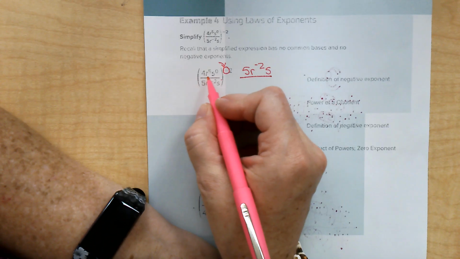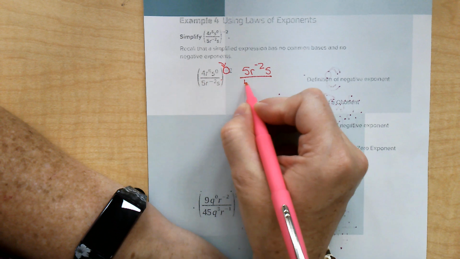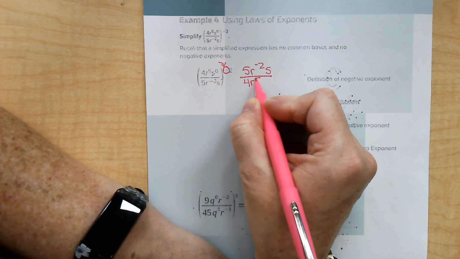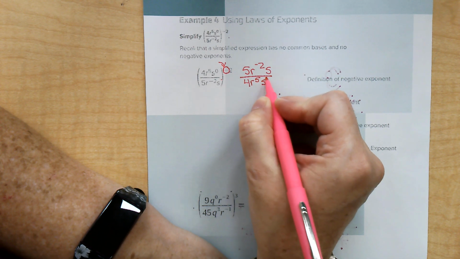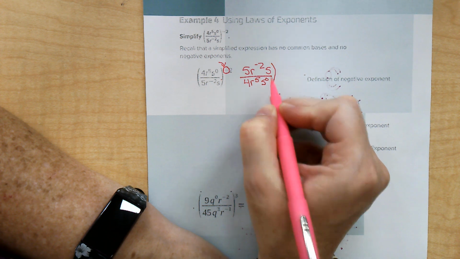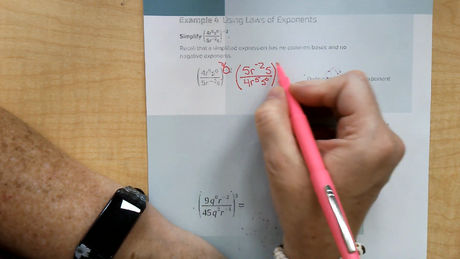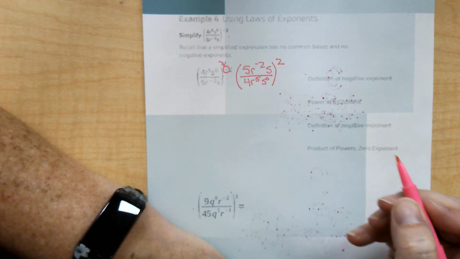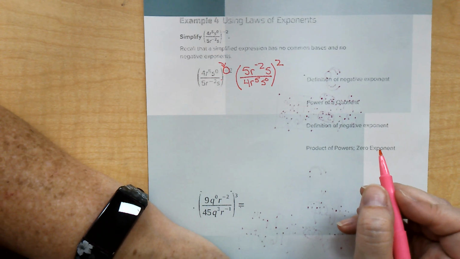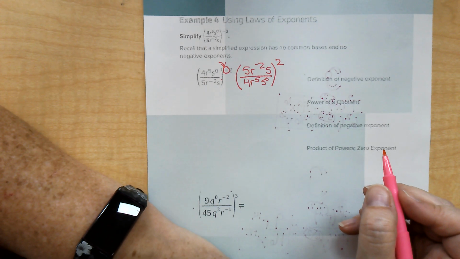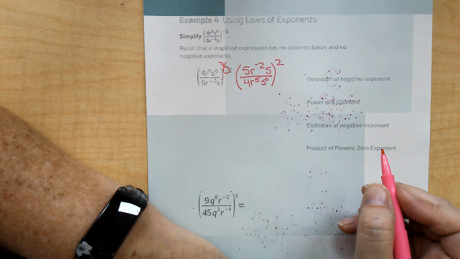Then we're going to take this top part of the original and write it in the bottom. Write it just as it's written, 4r to the 5th power s to the 0. The whole thing still goes in parentheses, and we put the 2 exponent on the outside. We have taken care of the negative part of the exponent by flipping our fraction or writing the reciprocal.